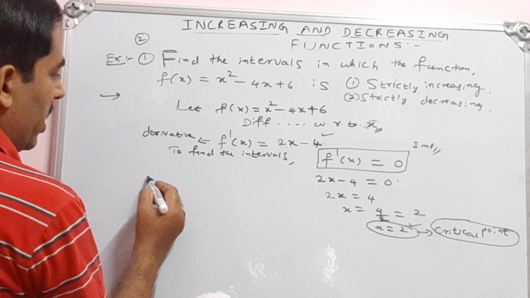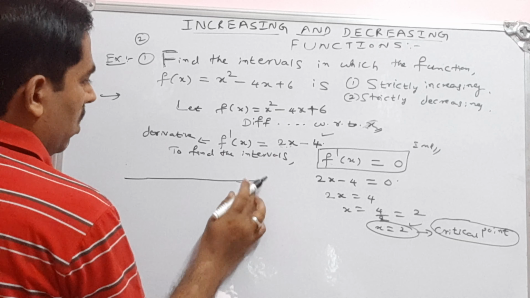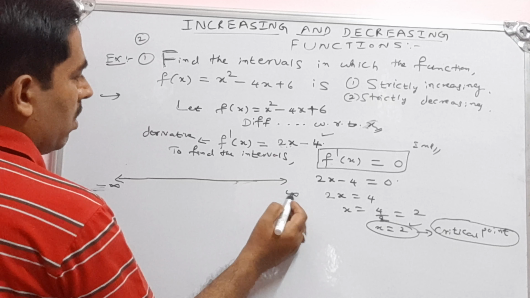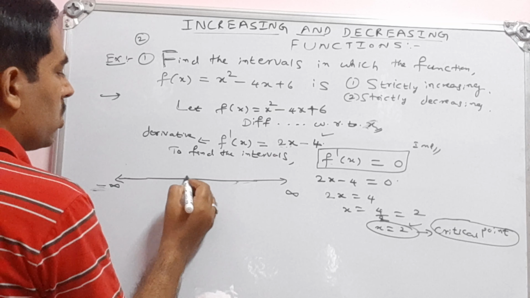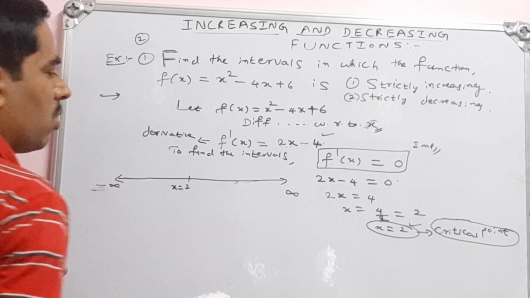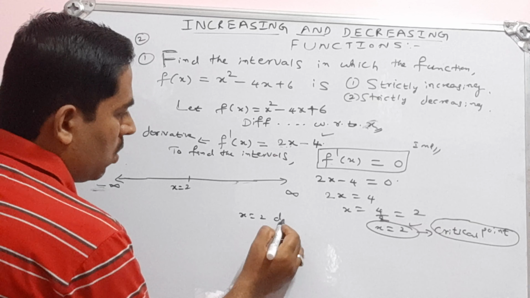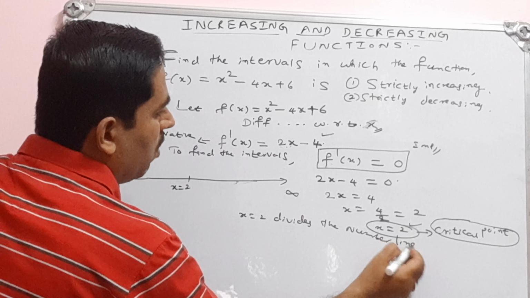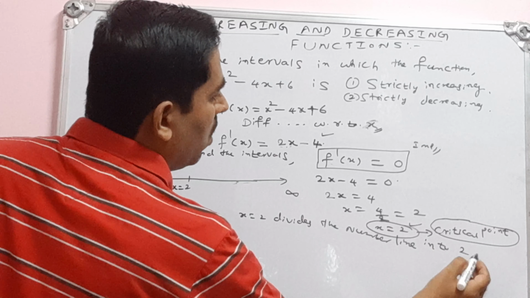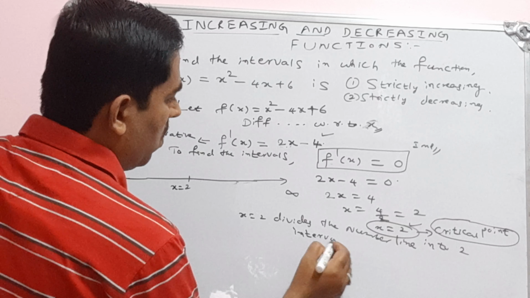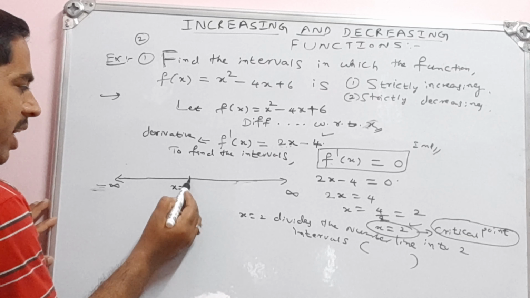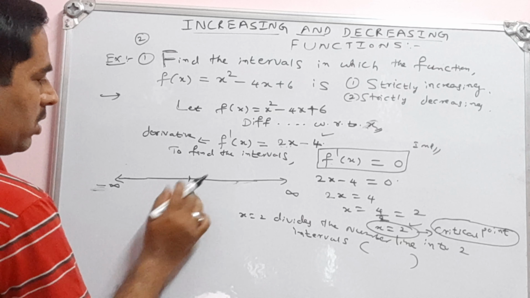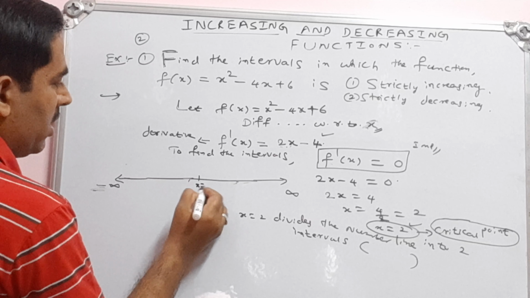Let us consider this point on the number line. This is minus infinity to plus infinity. I got x is equal to 2, so somewhere here is 2. This point x is equal to 2 divides the number line into two intervals. Observe carefully. Somewhere here 2, then here 1, 0, minus 1, minus 2. It's just a rough representation only. Let me write this 2 here, x is equal to 2.